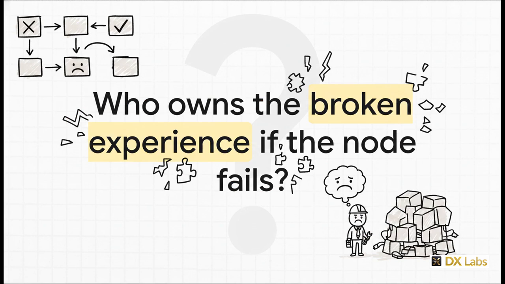But if you ignore this architecture, if you leave the default settings in place, if your HTTP node fails silently and drops the chat without any fallback message, who really owns that broken customer experience? It's not the external API, it is the architect who built the node.